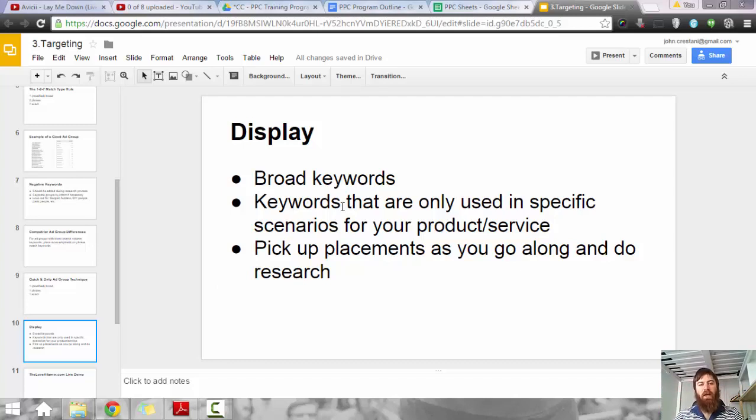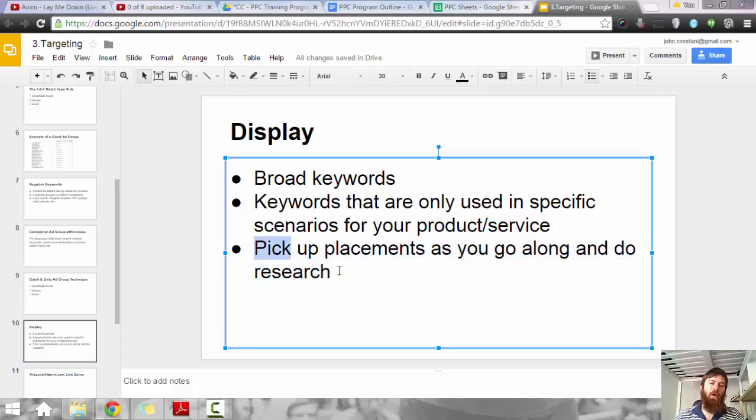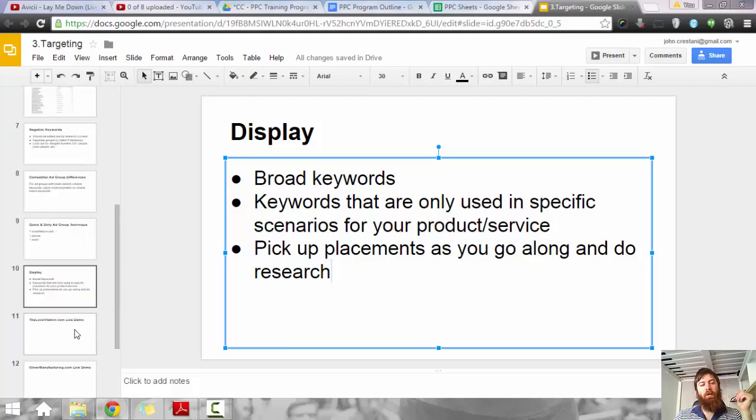Now I'm going to quickly go into display. Broad keywords, you only use broad, not modified broad, because display is targeted differently. People aren't actually searching. You try to use keywords that are only used in specific scenarios, such as, in the mortgage industry, mortgage or refinance. If you're selling home refinance plans, people aren't using the term refinance or mortgage very often in other cases. And another thing I like to do is pick up placements as I go along and do research for my ad groups, and I'll show you how that works.